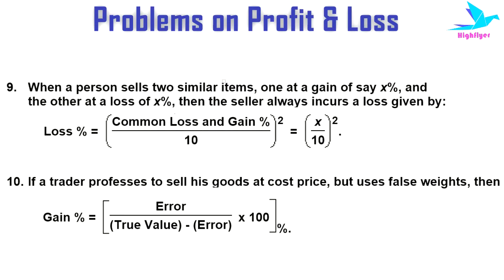When a person sells two similar items, one at a gain of say X percent and the other at a loss of X percent, then the seller always incurs a loss given by loss percent equals (common loss and gain percent by 10) whole square, that is equal to (X by 10) whole square. Similarly, if a trader professes to sell his goods at cost price but uses false weights, then gain percent equals error by (true value minus error) into 100%.